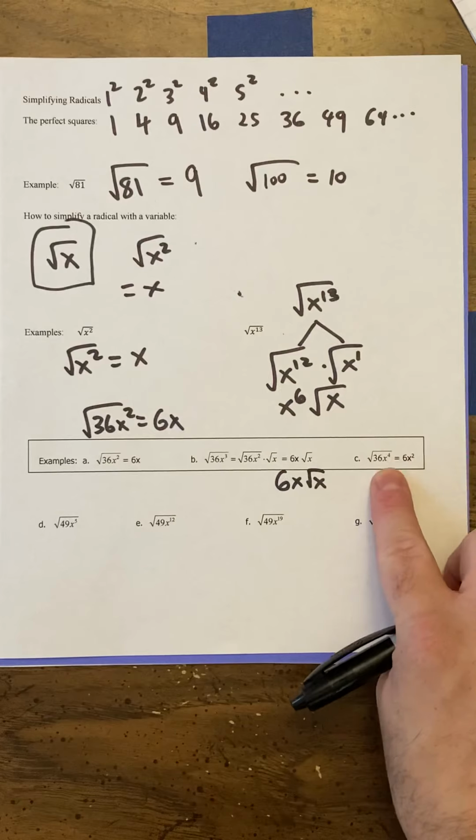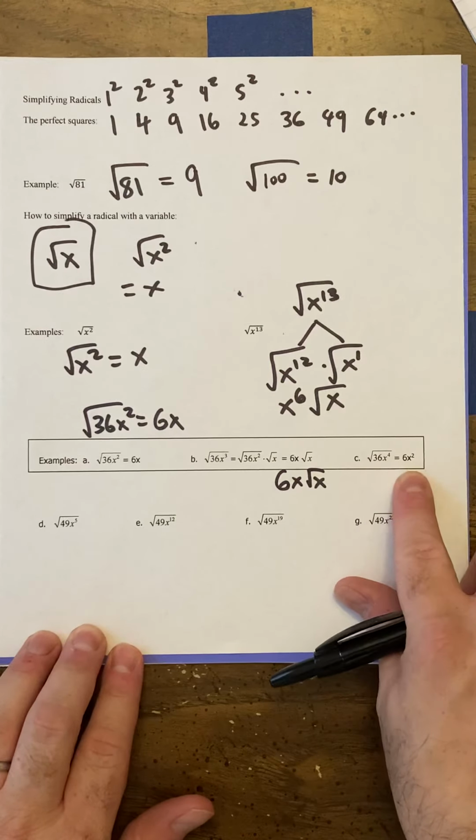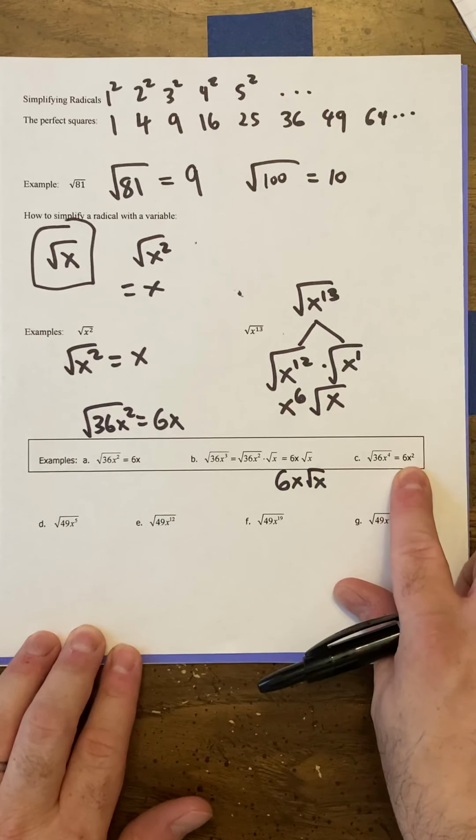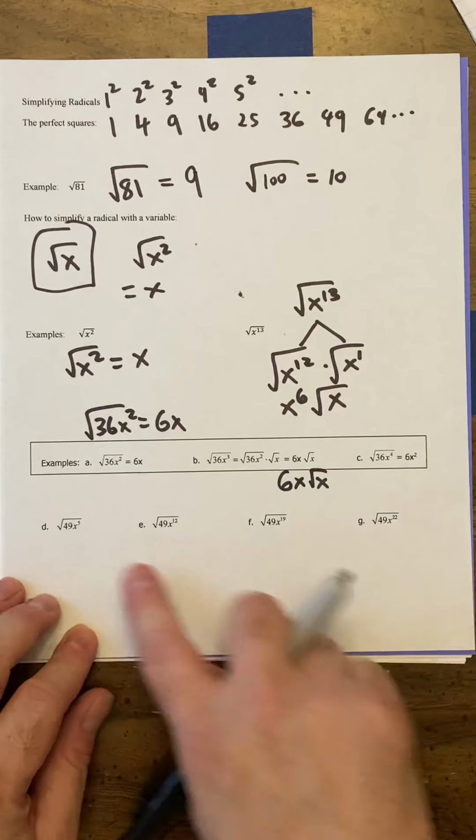Okay? And this one was 36x to the fourth. Square root of 36 is 6. Square root of x to the fourth, that's an even exponent, so we literally just do half. We get x squared. All right, so I'm going to go through a couple of these.